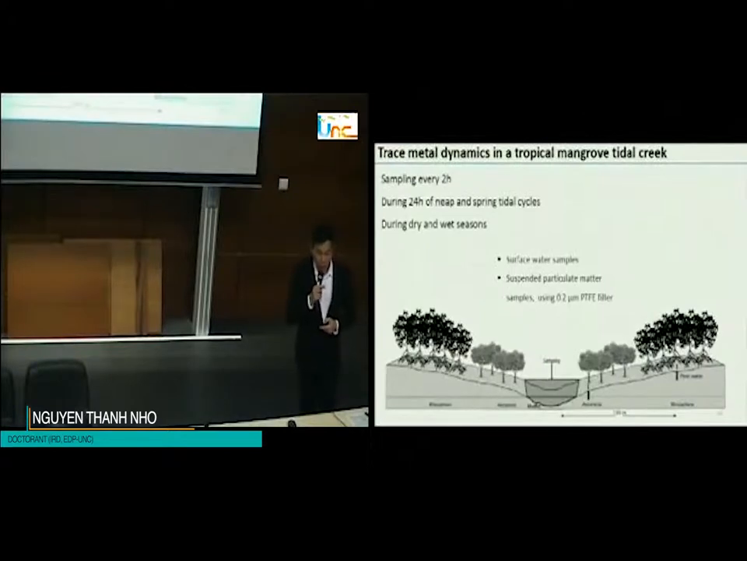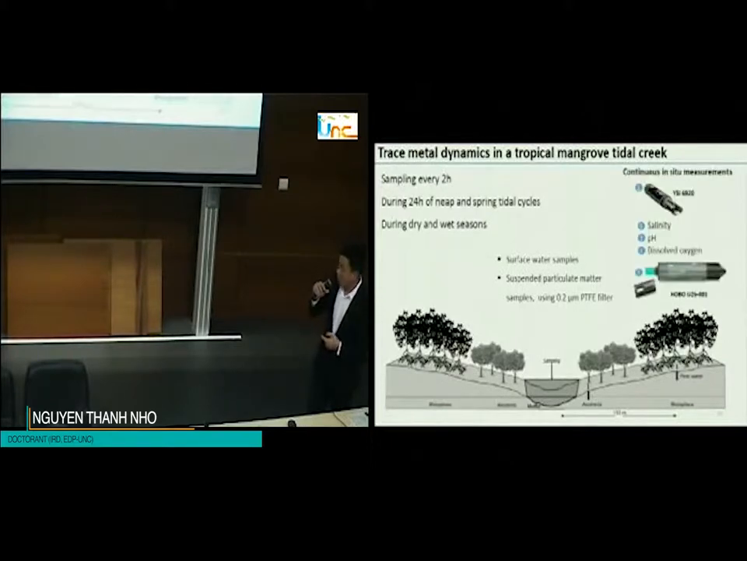To reach our objective, surface water and suspended matter samples were collected every 2 hours during 24 hours of neap and spring tidal cycles during the dry and wet seasons. The physical chemical parameters such as salinity, pH, and dissolved oxygen were continuously measured in situ. As a groundwater tracer, used to quantify the relative contribution of pore water exchange, radon was also measured during the wet season.